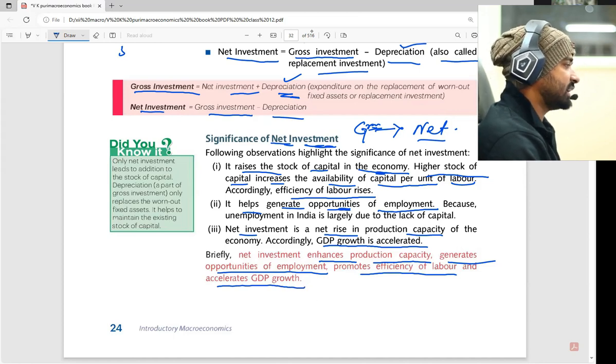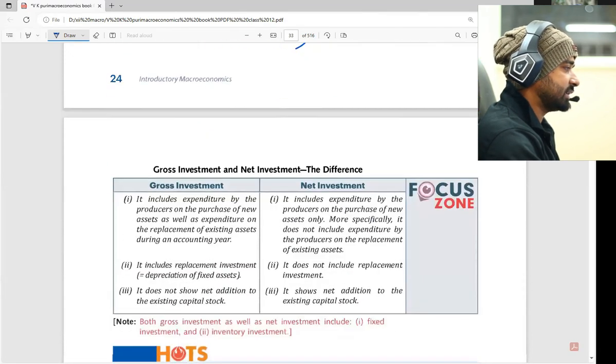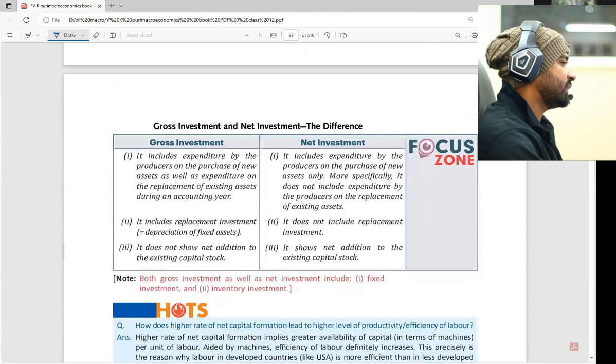That's it. So briefly, if you are asked about the significance of net investment, you can say that net investment enhances production capacity, generates opportunities of employment, promotes efficiency of labor, and accelerates growth, growth in the sense of GDP growth. Just underline what I am telling here and write it in your notes. That's it.